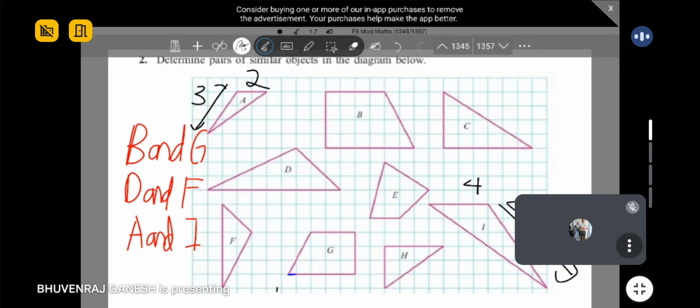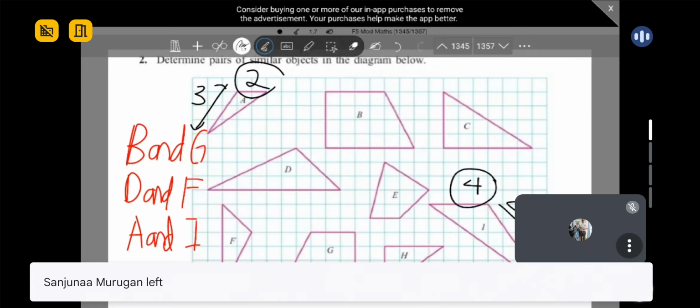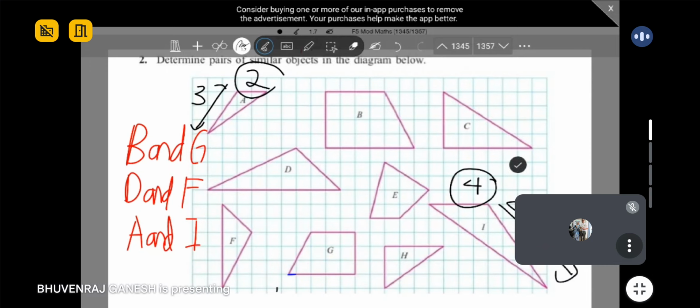Okay, this one is 3. Okay, guys. So can you see this? 2 compare with 4. Scale factor 2. Okay, faktor skala dia 2. 6 compare with 3. Faktor skala dia 2. Can you all see that? So that's why A and I also similar. They adalah serupa. Understand, guys?